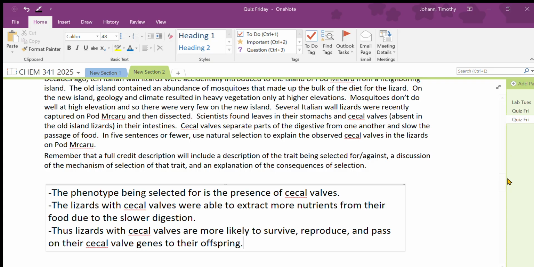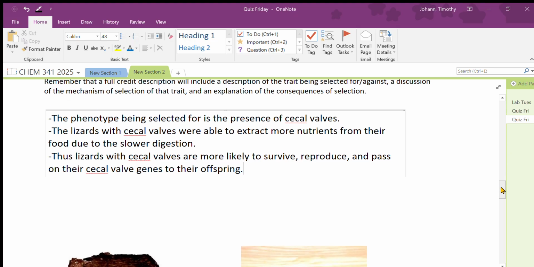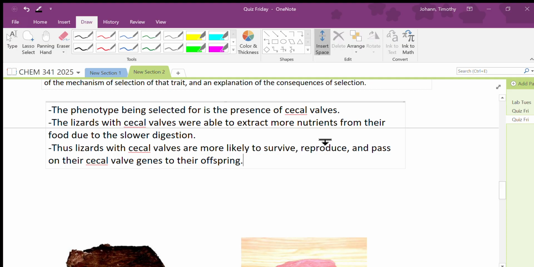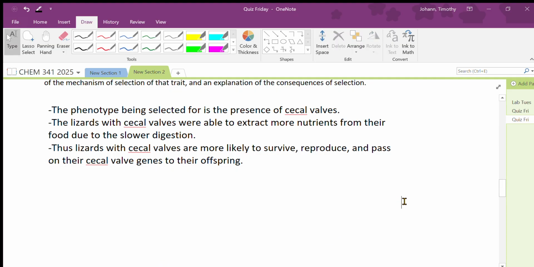Questions? Yes? So for the second, like the discussion part, do you want us to put a comparison in there, like compare the lizards with the cecal valves to them without? Or would you be okay with just explaining why the phenotype is so bad? It would be a little more. So, if you're taking a lizard test and you have plenty of time, you could add that. That would be more descriptive. That the lizards with cecal valves were able to extract more nutrients from their food compared to. That's probably a better way to say it.